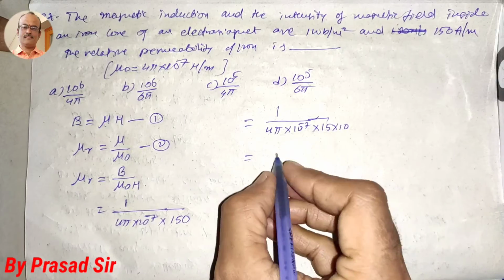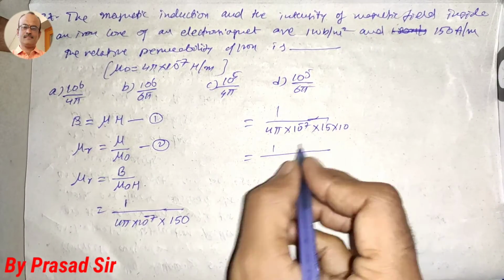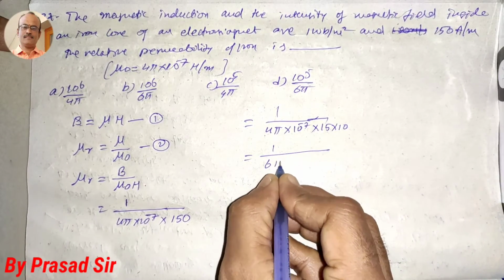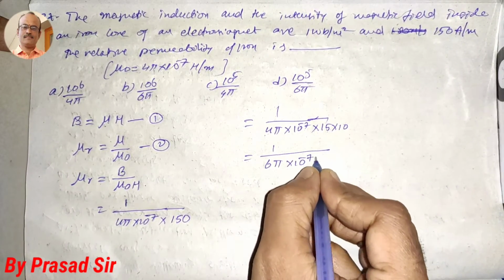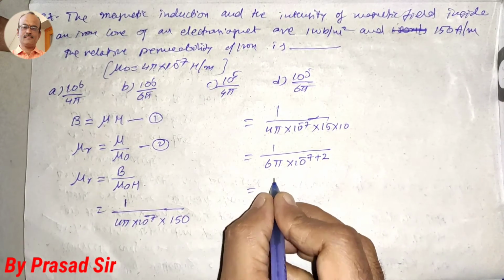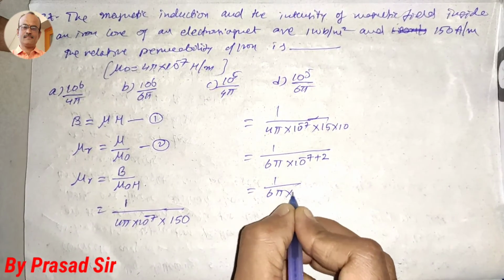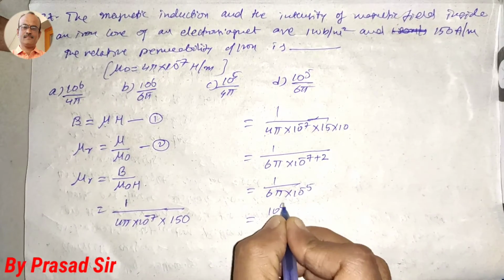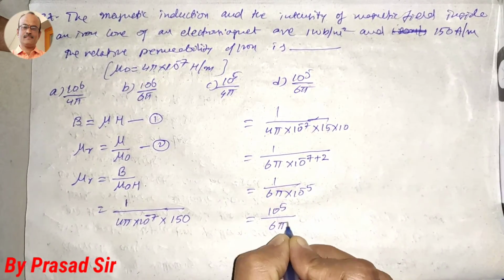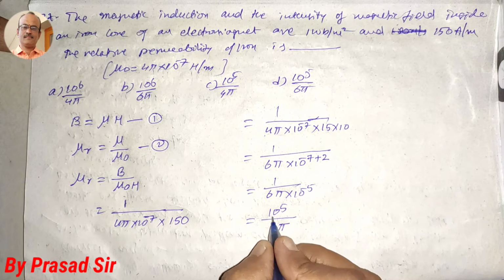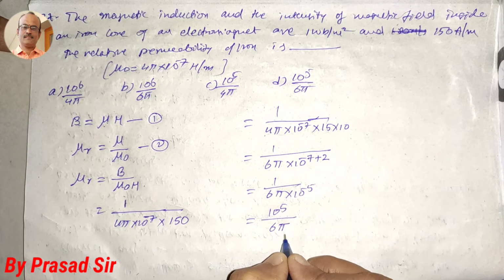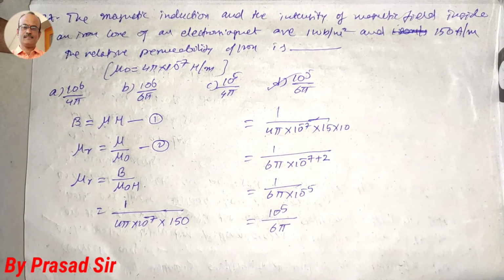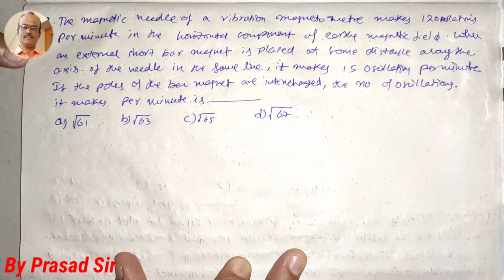4 15s are 60, so here 600. So that's 6 pi into 10 to the power of minus 7 plus 2. So that means 1 by 6 pi into 10 to the power of minus 5. So that is 10 to the power of 5 divided by 6 pi. So which option is correct here? 10 to the power of 5 by 6 pi. Option D is correct.